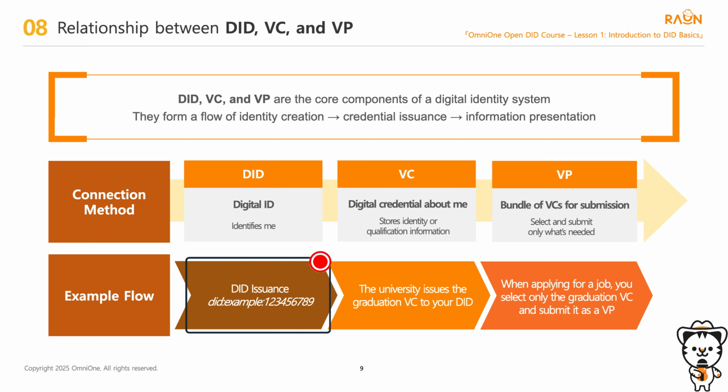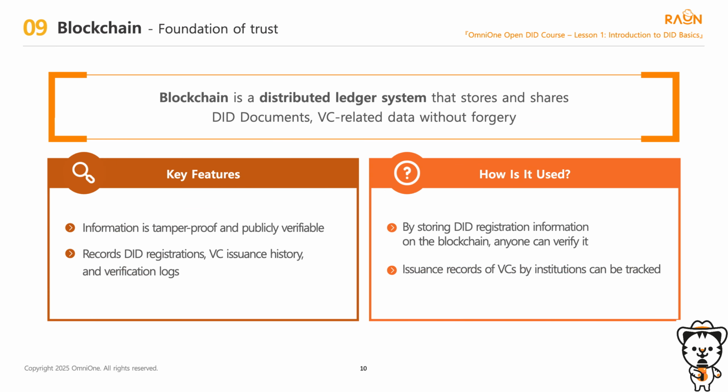Let's take an example. You first receive a DID, your unique digital identifier. Then, you get a diploma VC from your university. Later, when applying for a job, you can choose just the diploma VC from your wallet, create a VP, and submit it to the employer. DID, VC, and VP work together in an integrated way, forming the core of any identity verification system.